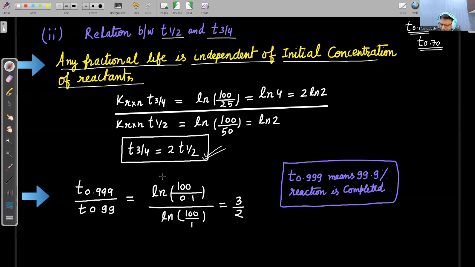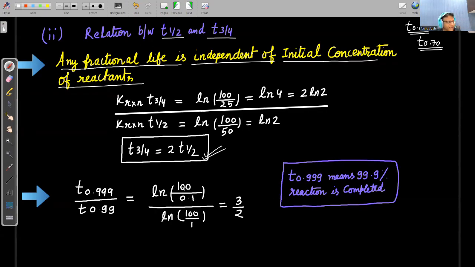So for any these type of relation कि अगर हम ये कहते हैं कि 99.9% रिएक्शन कंप्लीट हो गई या 99% रिएक्शन कंप्लीट हो गई, तो इसमें टाइम का रेशियो क्या होगा? फॉर फर्स्ट ऑर्डर रिएक्शन वी कैन यूज, K reaction will cancel out. सो हियर ln पहले 100 था, 99.9% कंज्यूम हो गया, तो बचा कितना है? 0.1. यहाँ पे 99% कंज्यूम हो गया है, मतलब बचा कितना है? 1. So from there we can find out, right?